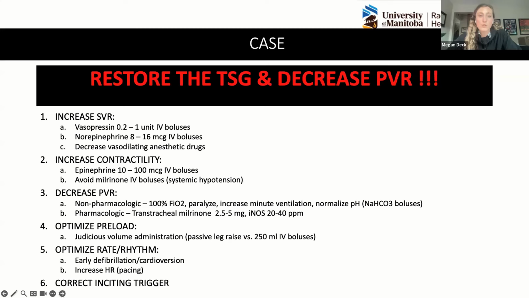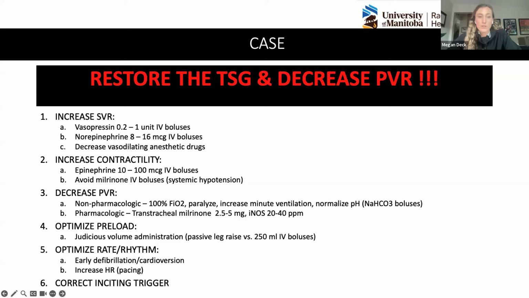So the first thing you do is increase the systemic vascular resistance. So this could be done acutely through bolusing either low dose or even higher doses of vasopressin or norepinephrine and decreasing vasodilating anesthetic drugs. Of course, you can increase the infusions of these medications after, but you'll need something acute to temporize in the meantime.